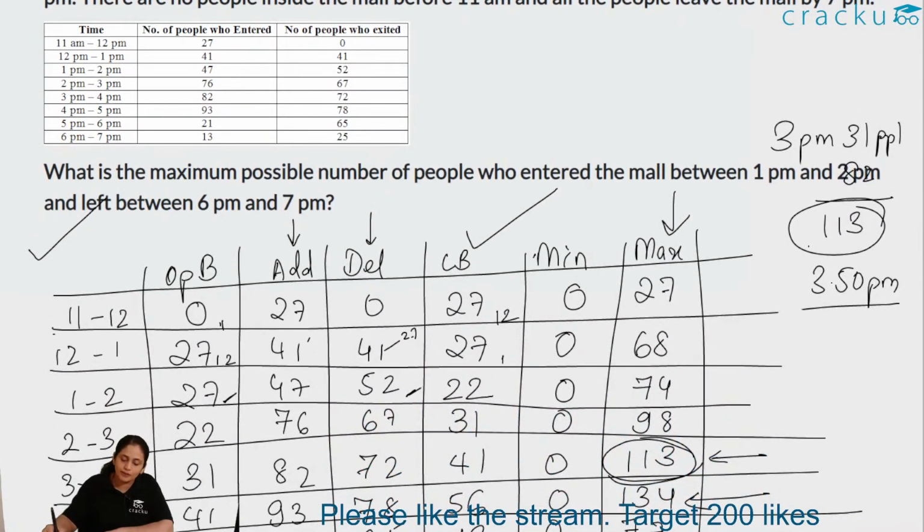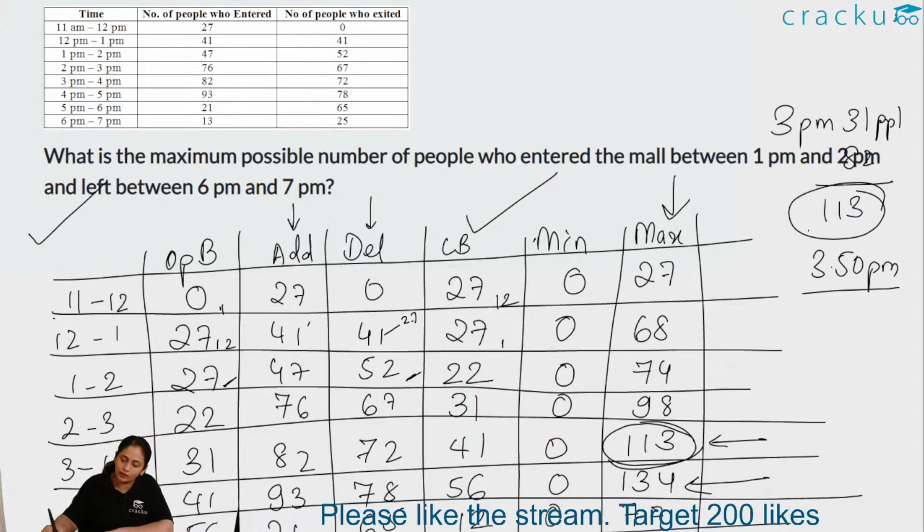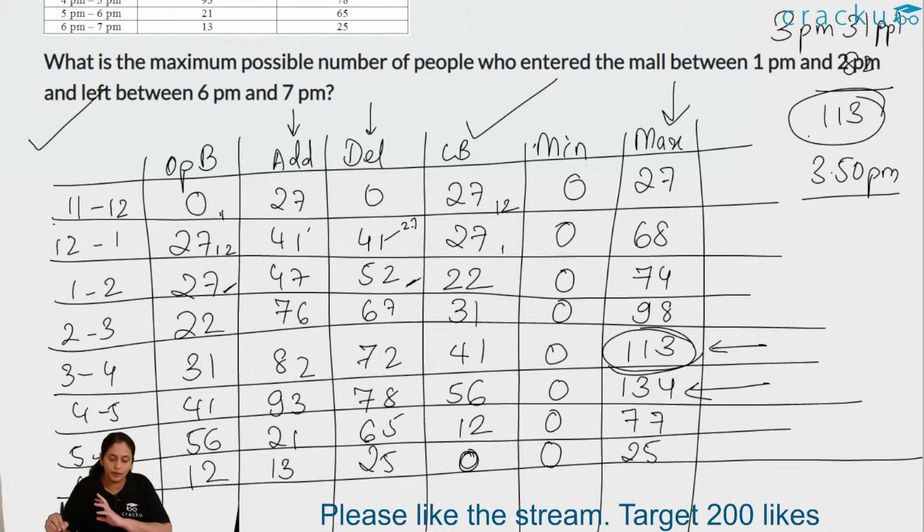What is the maximum possible number of people who entered the mall between 1 and 2 p.m. and left between 6 and 7 p.m.? Now you have to find out the max between 1 and 2 p.m. So you need somebody who joined in over here between 1 and 2 p.m. and left over here between 6 and 7 p.m. So essentially you have to figure out that all these 27, okay, 41 who joined in at this point of time, 27 were left, and essentially at exactly 1 o'clock you had these 27 people, and they left between 6 and 7.